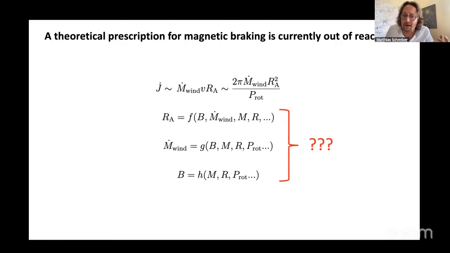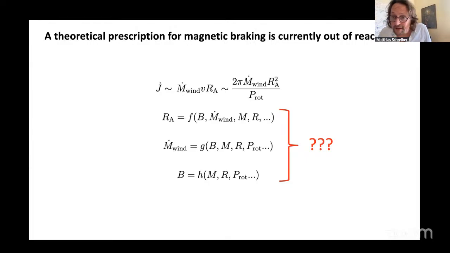Is it an alpha-omega dynamo? Is it an alpha-squared dynamo? There are many different dynamo types that have been proposed, and we are not sure which one is the dominating one. So we don't know the field strengths, and we don't know how the wind actually depends on field strength, mass, radius, rotation rate, and even the Alfvén radius, we are not sure how it depends on these basic properties. So if we do not properly know all of these quantities in the main equation, we cannot calculate magnetic braking.